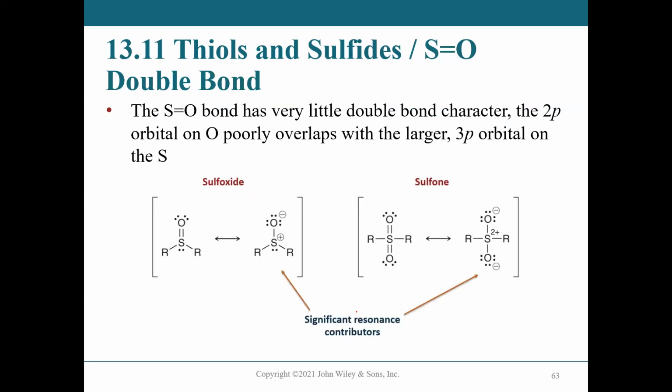Yes, so the bond has very little double bond character. The 2p orbital on the oxygen poorly overlaps with the larger 3p orbital on the sulfur. So we have significant resonance contributions. To get this one over here, all you move is these electrons, and you get this one. For this one, you move them here, move them here, and you get this one.